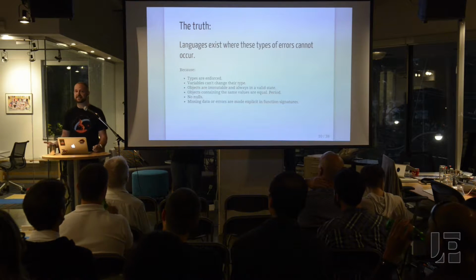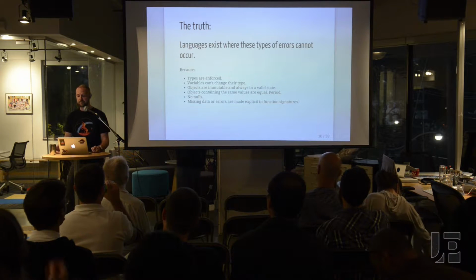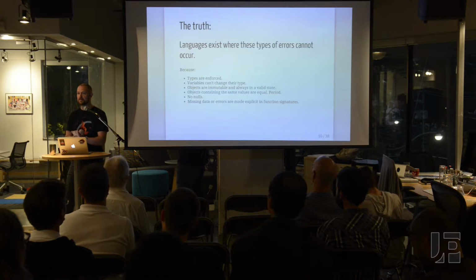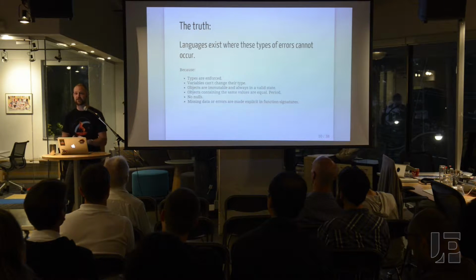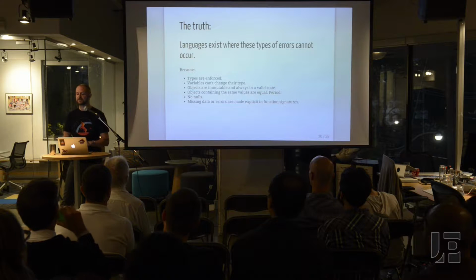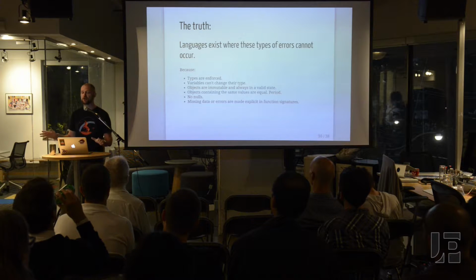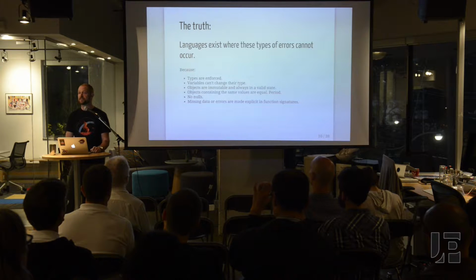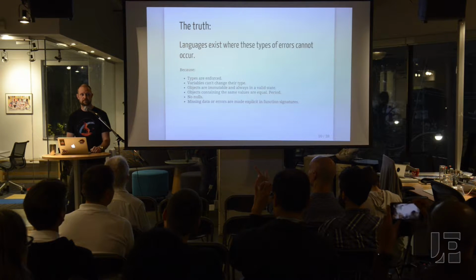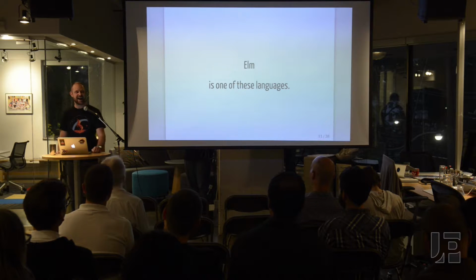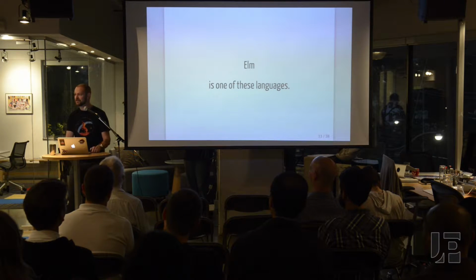The other truth is that languages exist where these types of errors cannot occur. And that's because types are enforced. Variables cannot change their type. Objects are immutable. They're always in a valid state. Objects containing the same values are equal, period. There are no nulls. Missing data and errors are made explicit in function signatures. Erlang, I don't know about Erlang. In any case, Elm is definitely one of those languages.